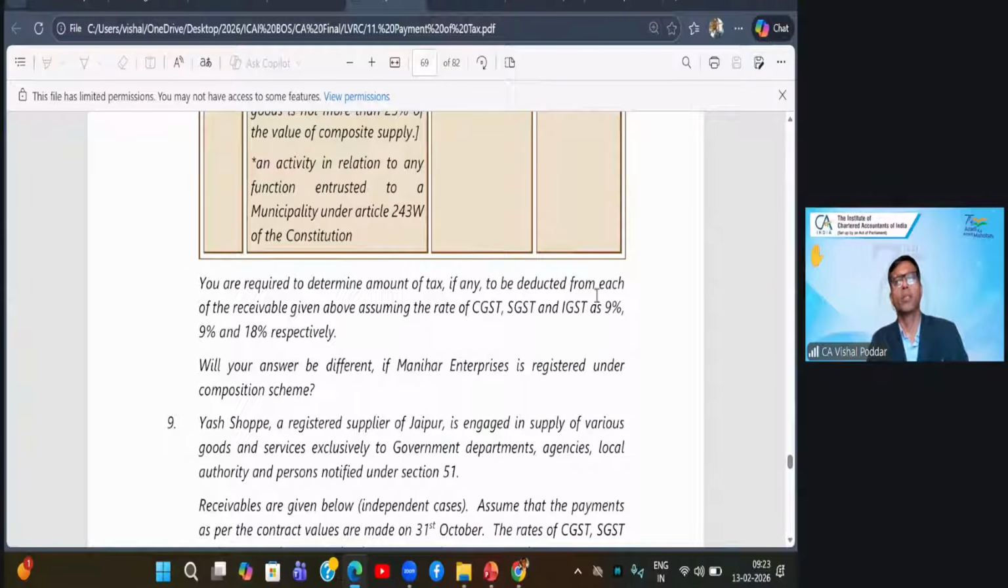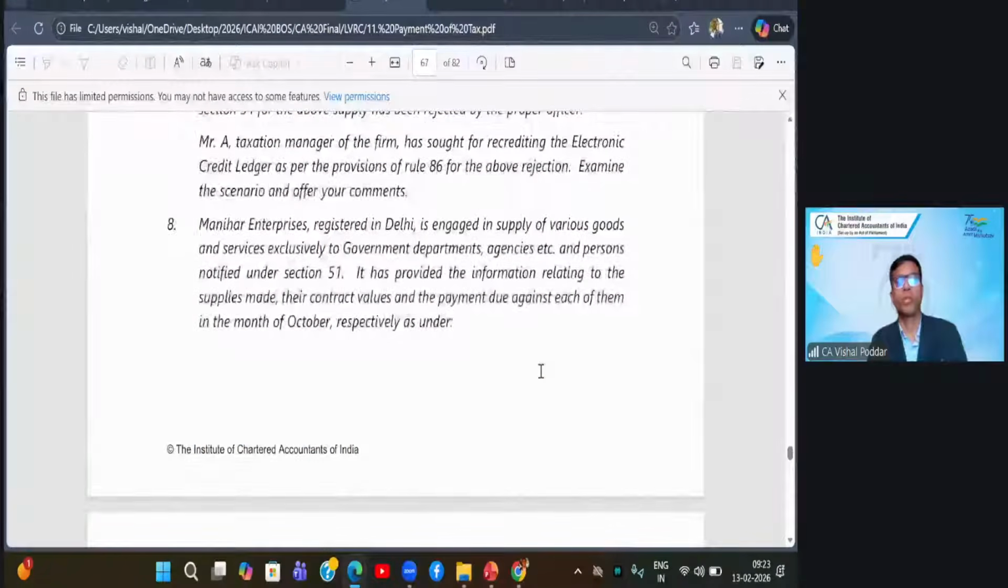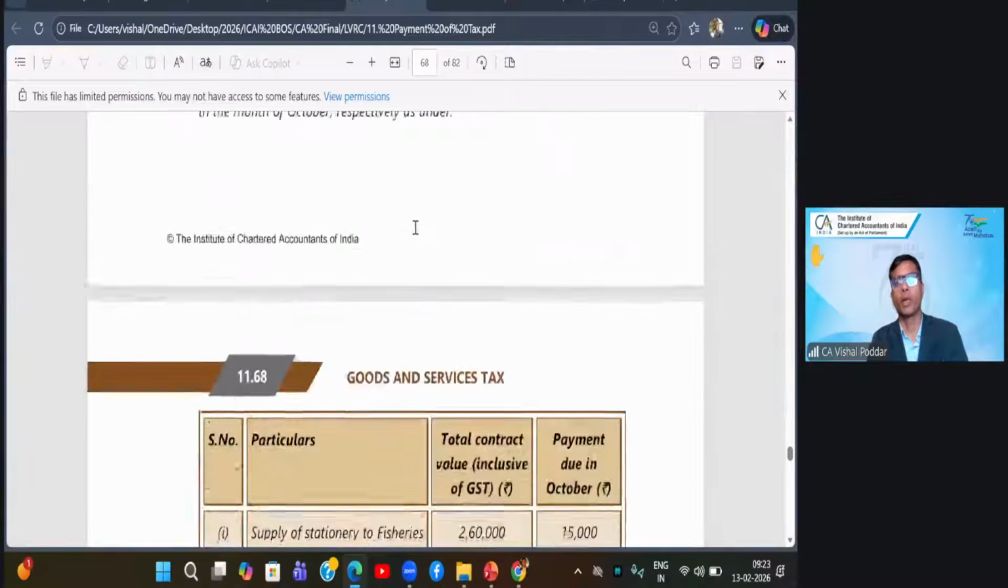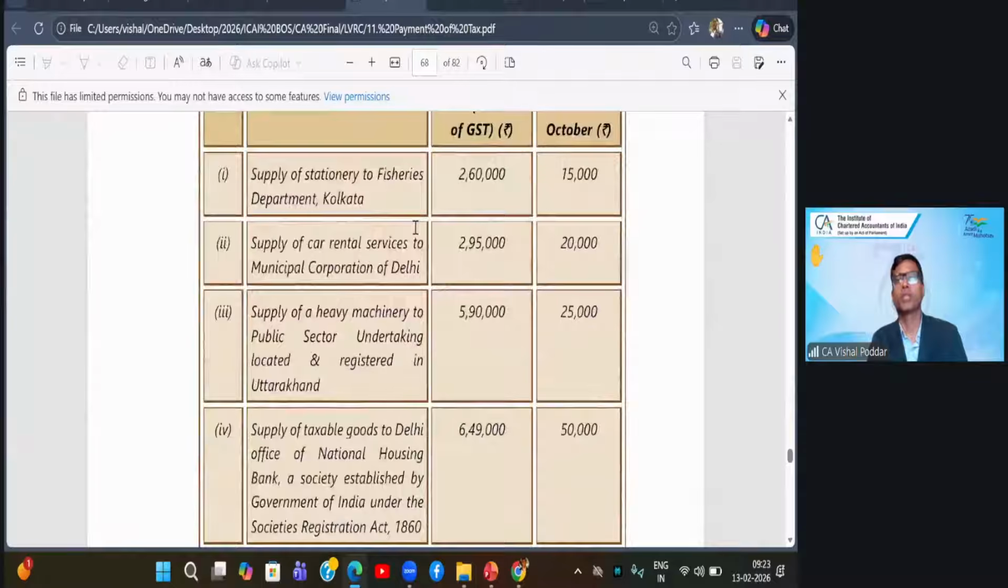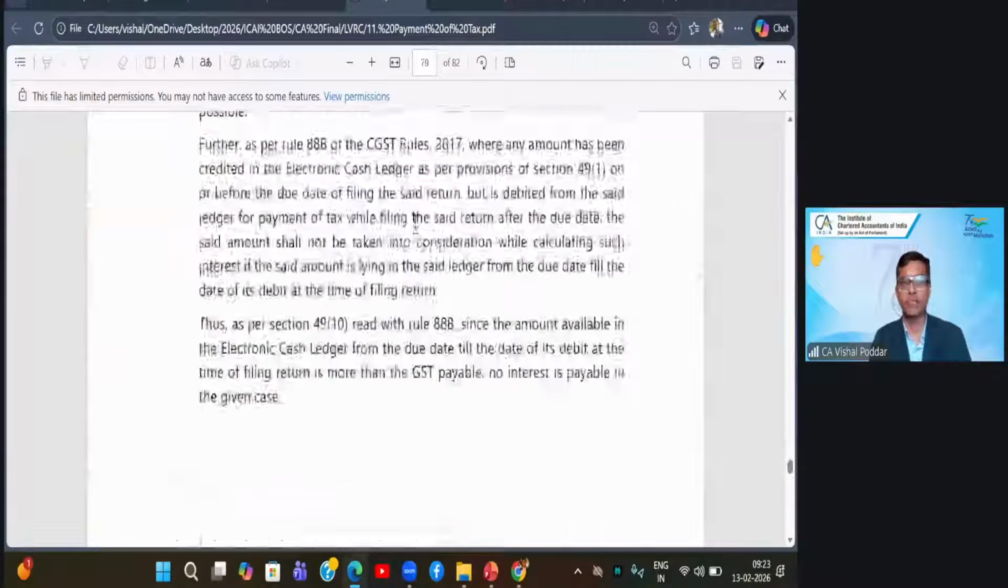Amount of tax to be deducted. So TDS is to be checked. The rate of GST is given. Also, will your answer be different if Manohar is registered under composition scheme? Now, what is very interesting to notice, Manohar is registered in Delhi. Now we have to check each of these transactions from the perspective of TDS, correct?